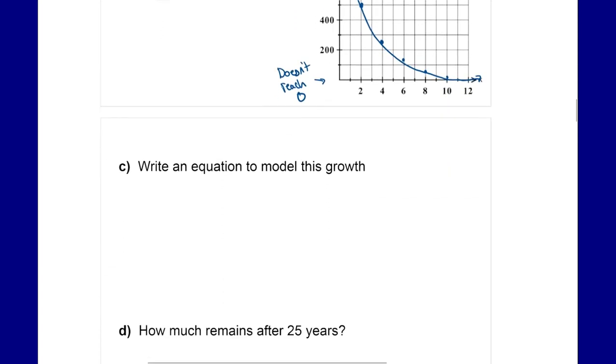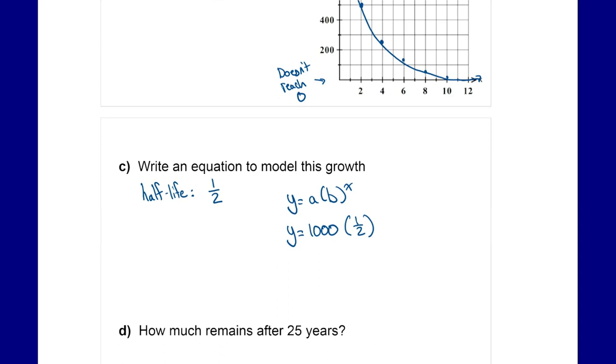So we want to write an equation to model this decay, right? We talked about the general equation already. Because it's a half-life, that means our decay factor is 1/2, because it's decreasing by a factor of a half. So in our equation, y equals ab to the power of x, in this case it's going to be y equals 1,000 times our factor, which is 1/2, to the power of x.